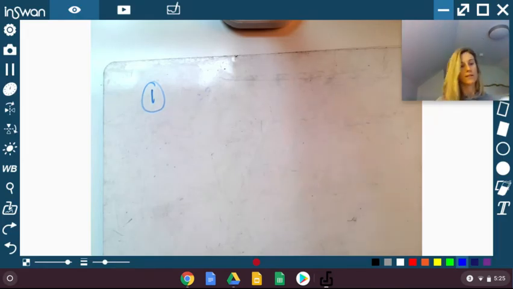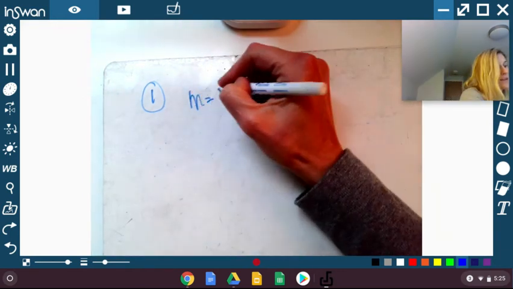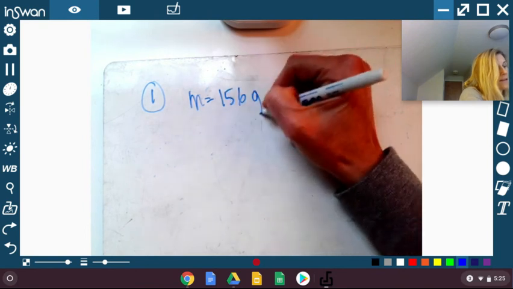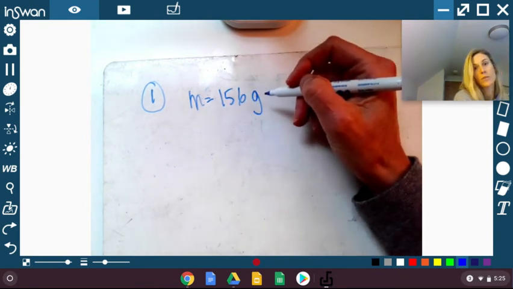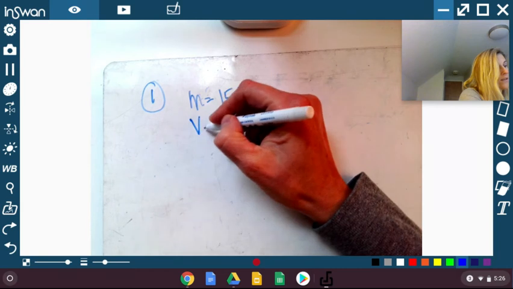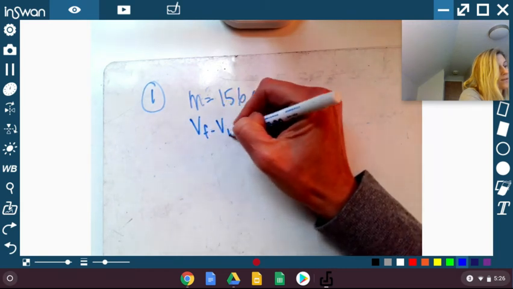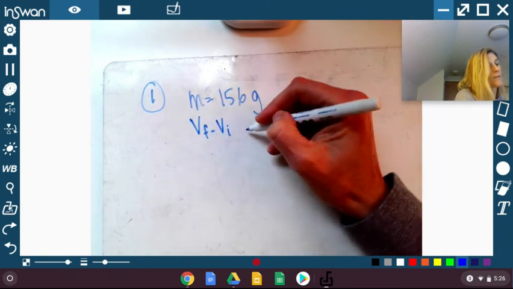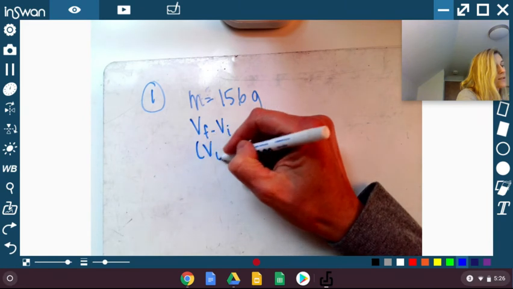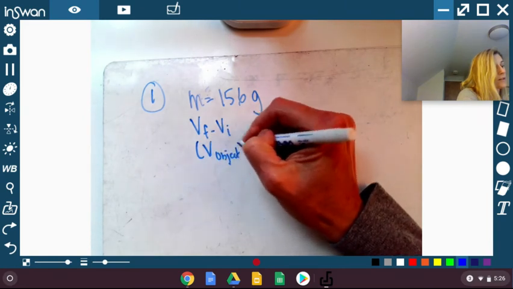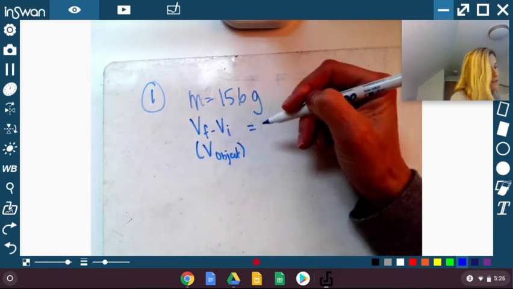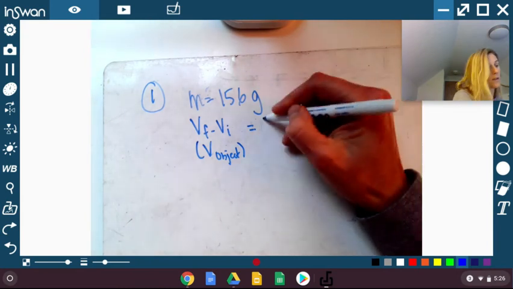Okay, so this level 2, we have 20 mils initially. It rises to 45 mils. The stone weighs 156 grams. That's the mass. The volume of the object will be the difference between the final minus the initial, final minus initial. So if you take the difference of 45 minus 20, you get 25 mils.